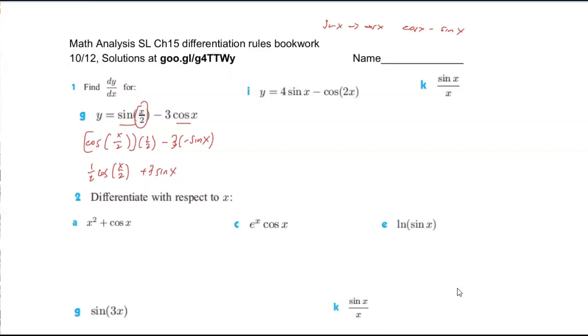Let's see, next one. So y is 4 sine x minus cosine 2x. The first one is not a function inside of a function, so we just leave the coefficient there and write down the derivative of sine x, which is cosine x. Negative cosine 2x is a function inside of a function, so the derivative of cosine is negative sine, and I leave the inside the same. Then I take the derivative of the inside function, 2x, which is 2. I'm going to rewrite this.